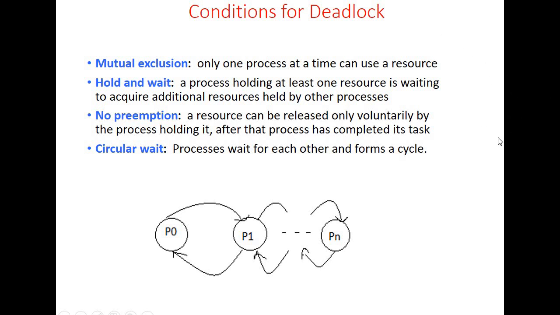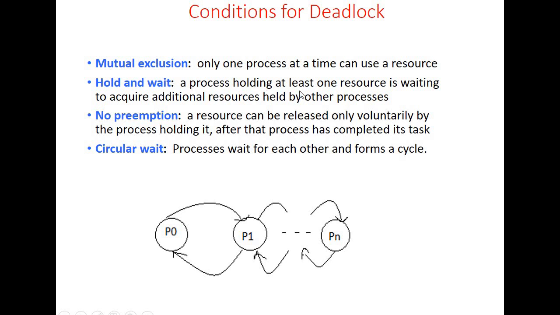So what are the conditions for a deadlock to occur? The first condition is mutual exclusion. Mutual exclusion occurs because a process can utilize the resource only one at a time. That is, a process is using a resource when no other process is using the same resource at the same time. Only one process can utilize the resource at a time.